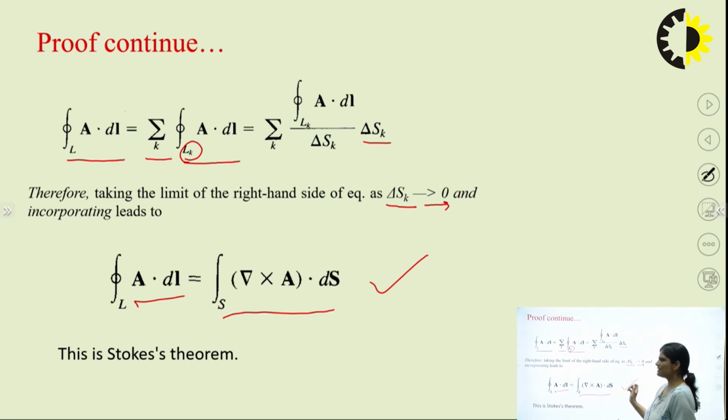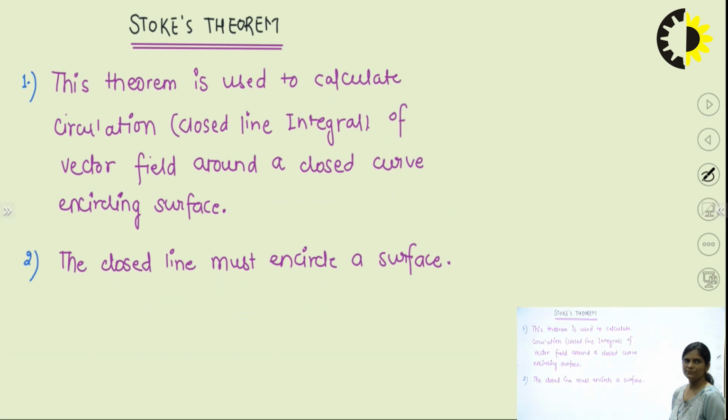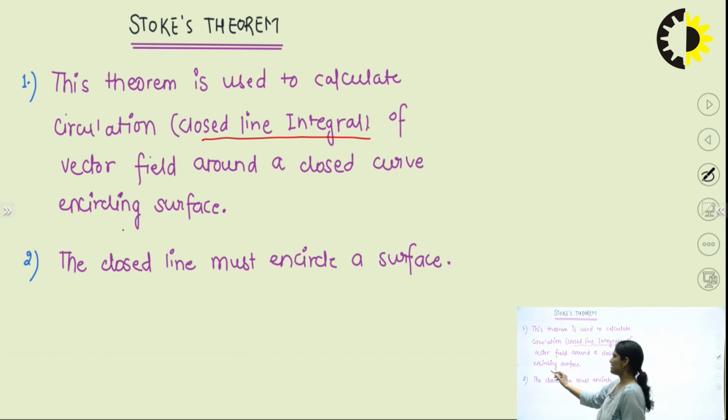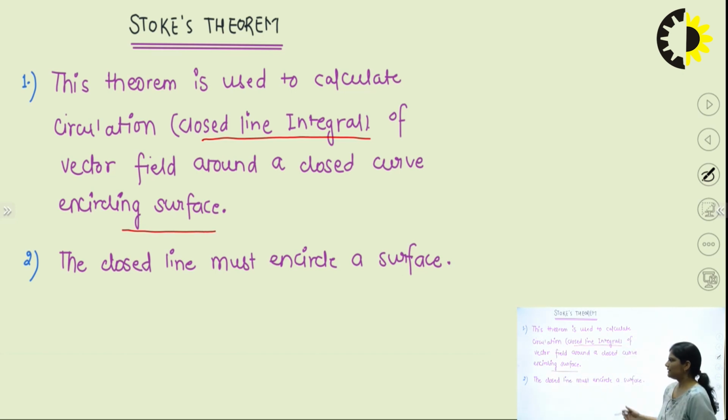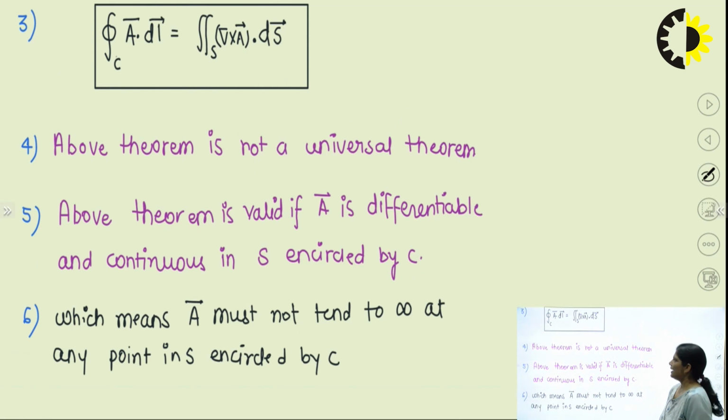You should learn this equation while you are solving questions. This theorem is used to calculate circulation, meaning the closed line integral of a vector field around a closed curve encircling a surface. The closed line must encircle a surface, so these points should be remembered while you are using Stokes theorem. And this is the equation of Stokes theorem.